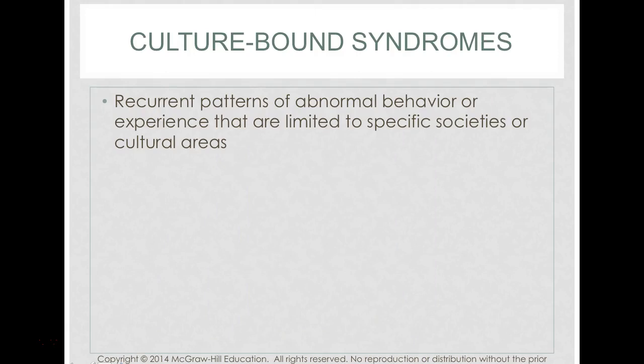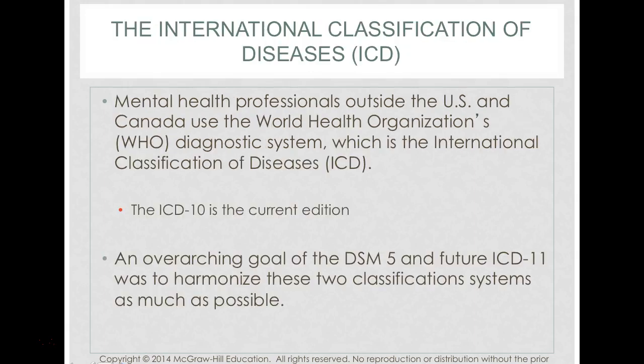So these are really interesting, and I think this goes back to what we started talking about when we started our chapter 1, about how important it is to keep in mind different cultural behaviors, right? So here's an interesting thing, culture-bound syndromes. These are recurrent patterns of abnormal behavior or experience that are limited to specific societies or cultural areas. So they have a whole different structure of diagnosing, and it's actually quite interesting.